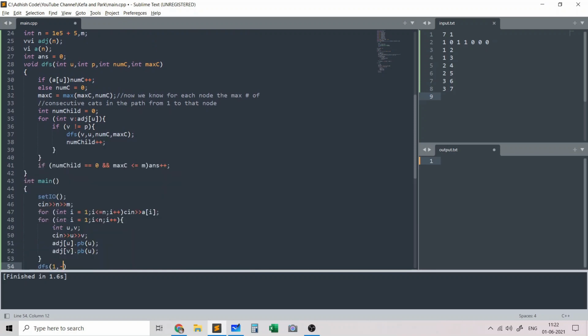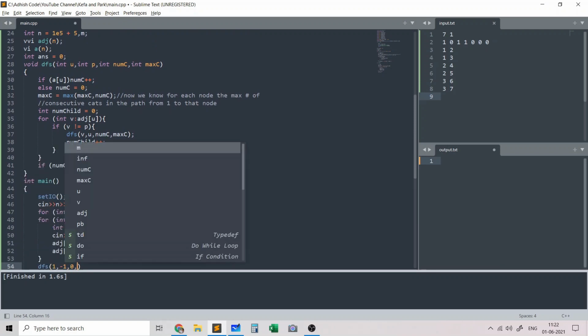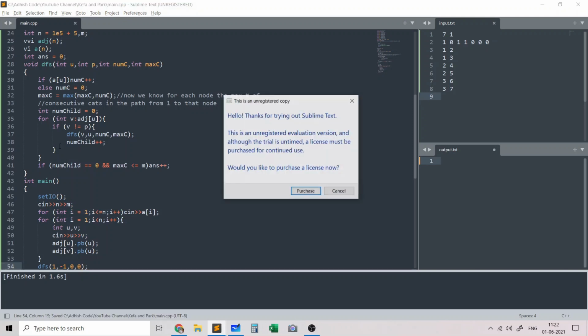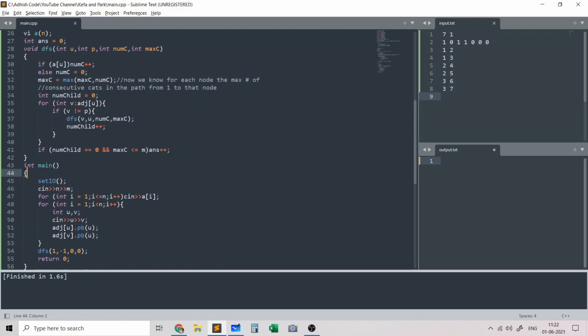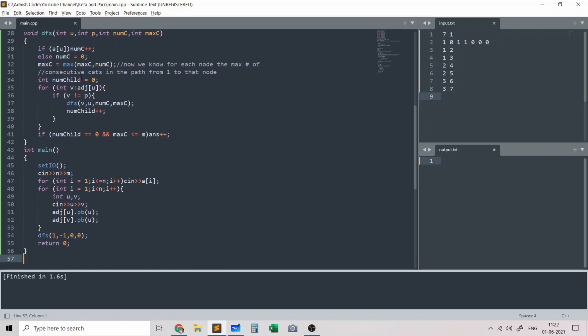And basically, we launch the DFS from 1, which has no parent, and there are no consecutive nodes in the path so far. We are going to increase that if 1 contains a cat over here. And then after we do the DFS and we visit the whole tree, we'll just print the answer.